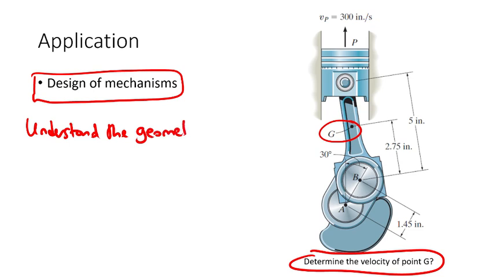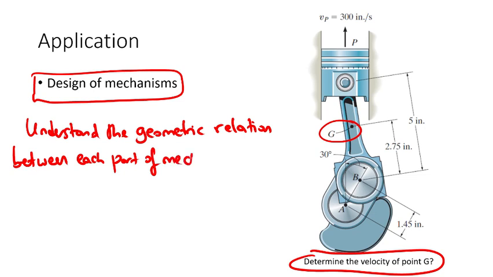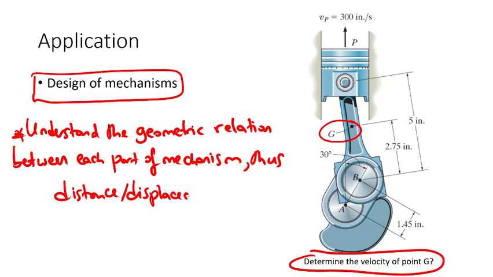Actually it is geometric. And thus, we can find velocity. Let me start from the simplest one, the distance or displacement. It may be the velocity or it may be the acceleration.